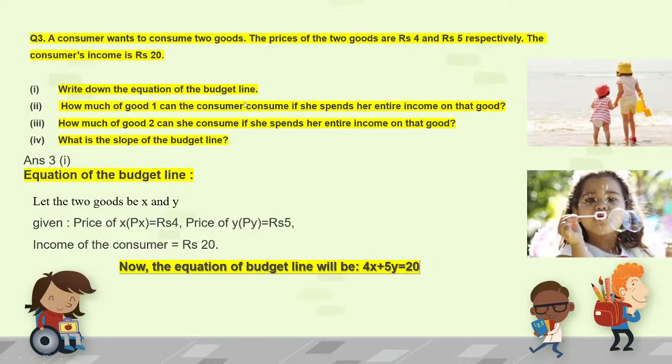The value of first good, second good, and the level of income. So prices are given here, 4 and 5, that we will put here. We can assume that there are two goods, x and y. Then we will put the values, and this will be the equation of the budget line.